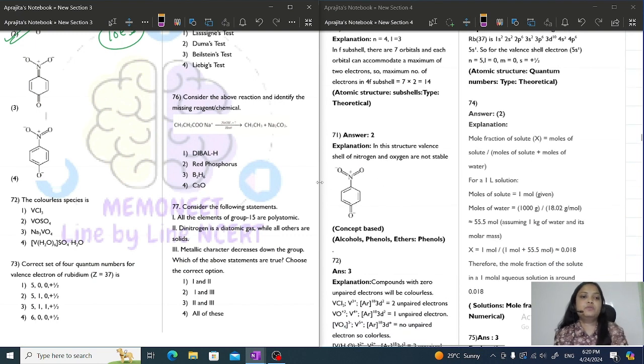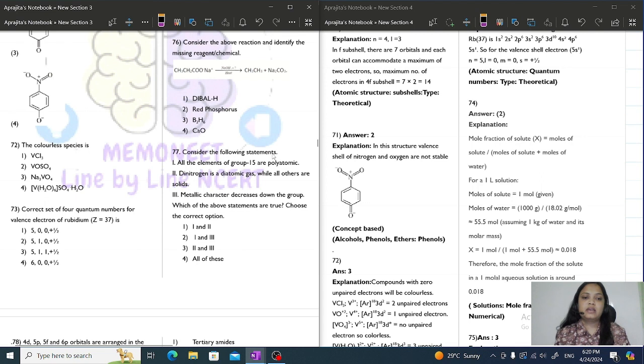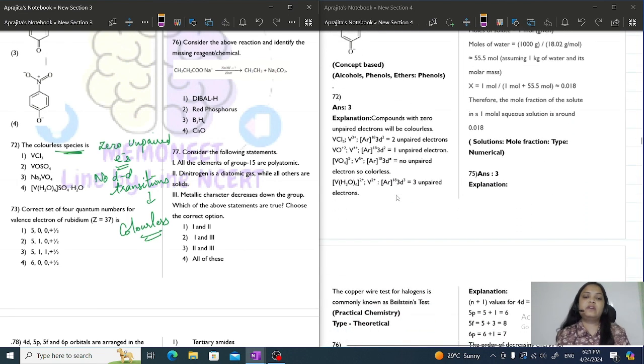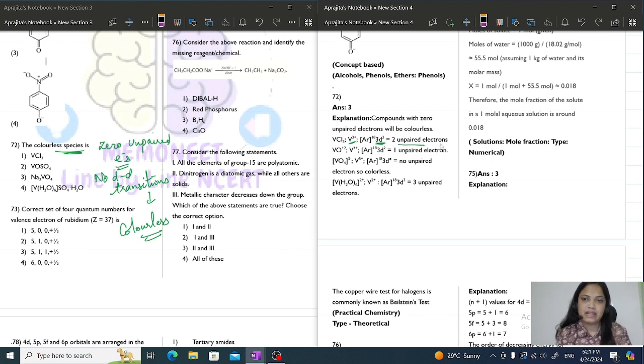Question number 72, students. The colorless species is. So you know that the compounds which are having 0 unpaired electrons, there won't be any d-d transitions if there is no unpaired electron. So the compound would be colorless. Now if we look at these compounds, in VCl3, vanadium is in 3+ state, which is 3d2. 3d2 means 2 unpaired electrons would be there. So it won't be colorless. Okay, it would be having some color.